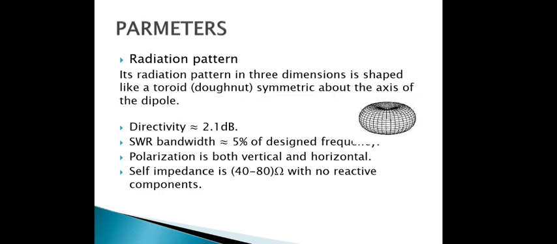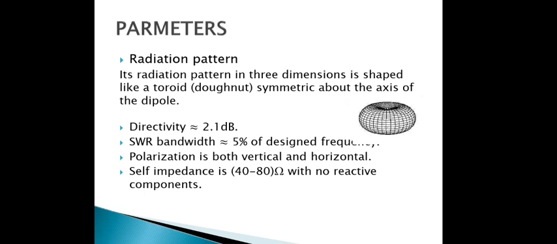Now, generally we take the radiation pattern. The radiation pattern of this half-wave dipole is omnidirectional in the H plane. Here you can understand the radiation pattern: in three dimensions, it is shaped like a toroid. This is omnidirectional, and it is symmetric about the axis of the dipole. Just observe this.